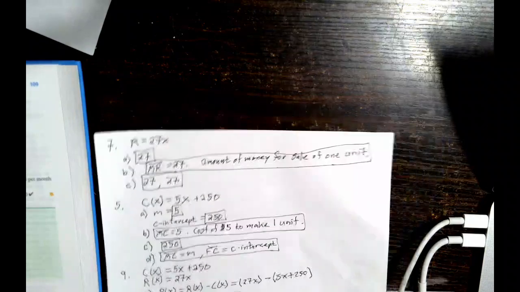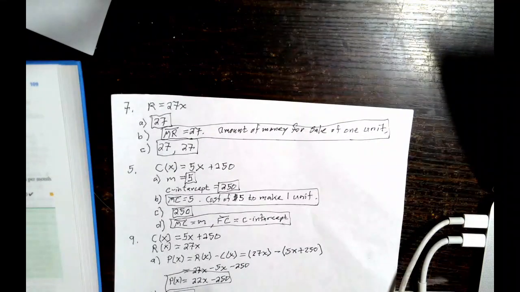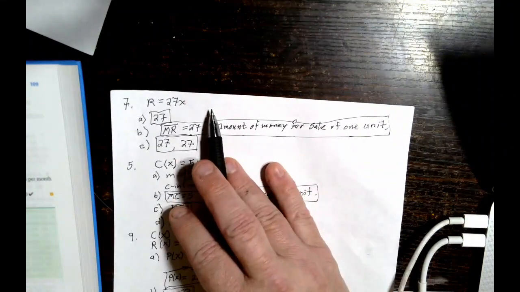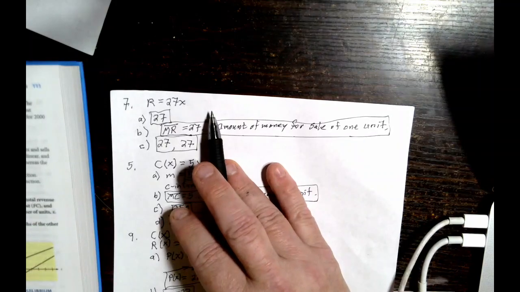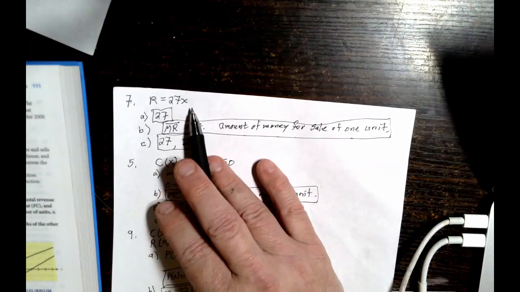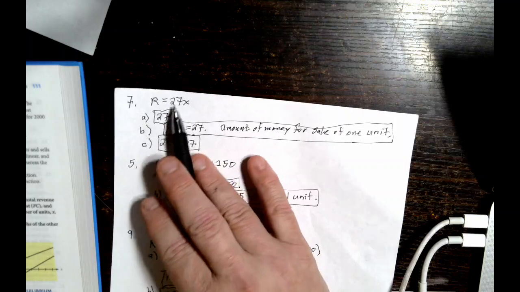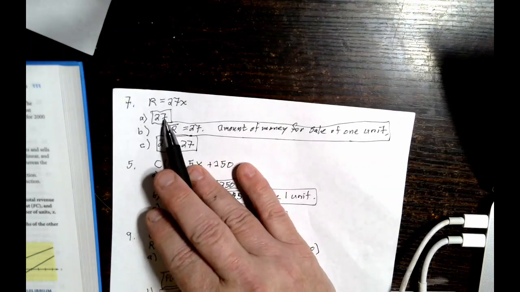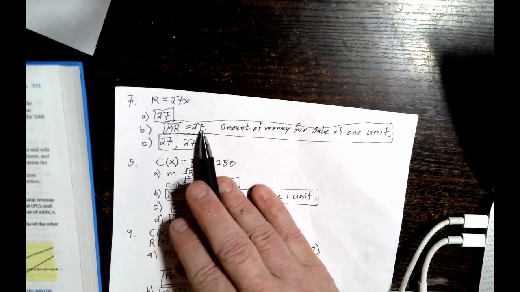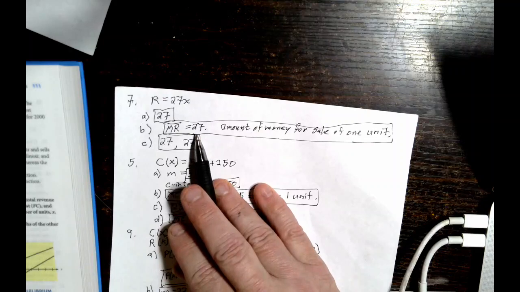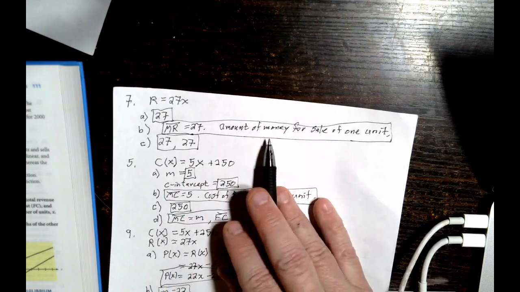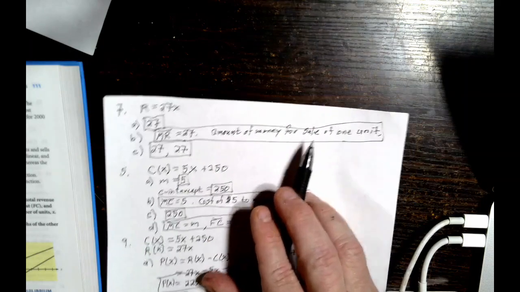Okay, number 7, they give you revenue is 27x, and they ask you what is the slope? Well, it's the number in front of x. Then they ask you what's the marginal revenue? Well, that's the same thing. It is the slope of the revenue function. It's the amount of money for sale of 1 unit.